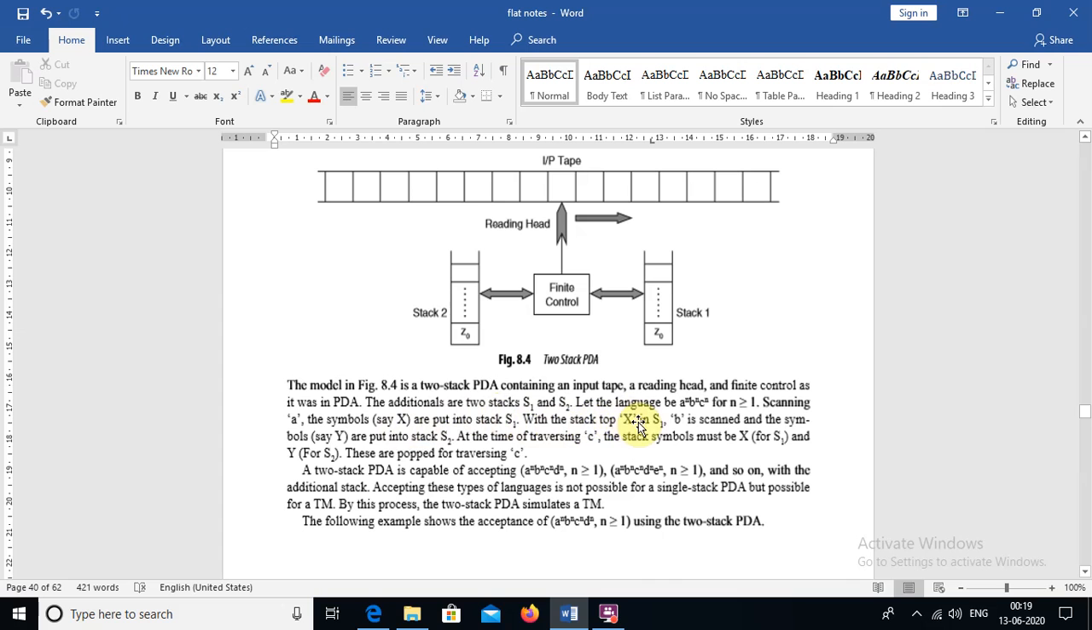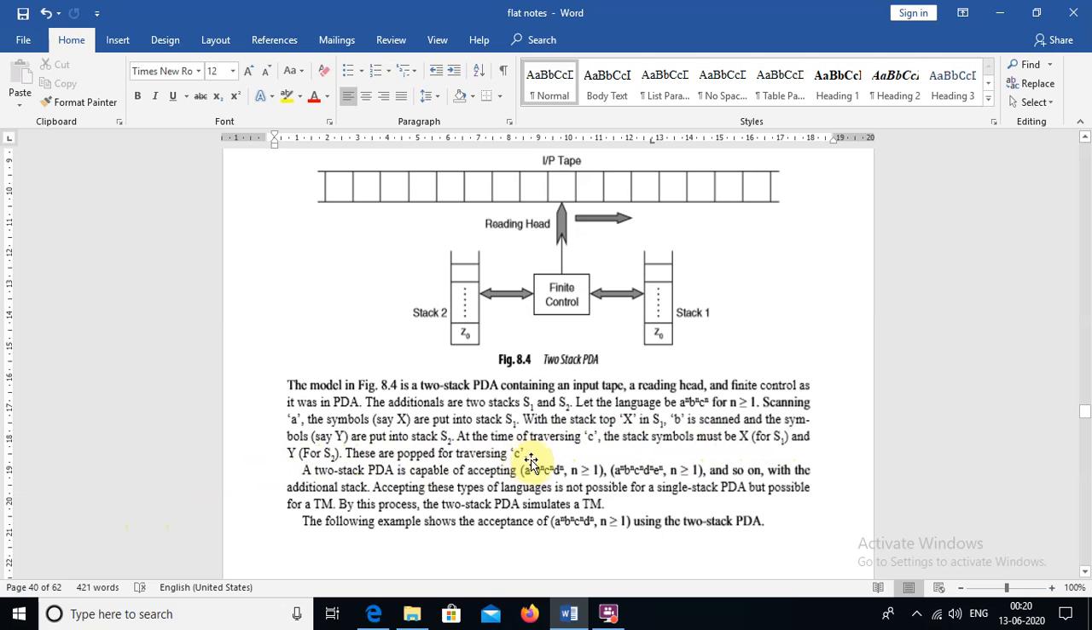Continuing, if the stack top is x in S1 and b is scanned, the symbol y is put into the stack S2. So if you read a as input, you push x into S1. While reading b, if x is the top of S1, you can push y into S2. While reading c, x is the top of S1 and y is the top of S2.